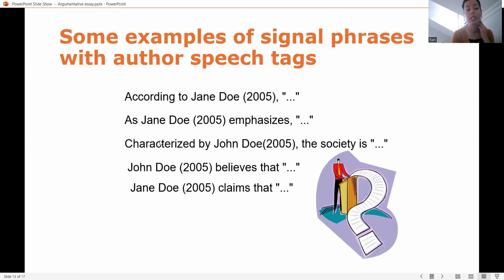And here I have more phrases to introduce the citation: according to Doe or Jane Doe. Here you have the first name, but actually for this university, it's better to use just the last name for the final exam, and then the year, comma, or as this person, Doe, then the year in parentheses emphasizes, comma, quotation. And here believes that, claims that. So these are different forms that you can use in order to cite.